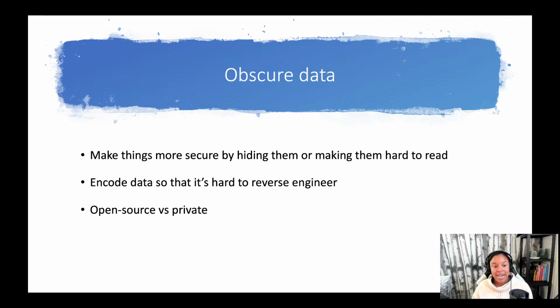A good practice that we see commonly is being able to encode data so that it's hard to reverse engineer. So if some unauthorized person hacks into your code base, for example, it should not be apparent exactly what they're looking for. I think it's kind of cool to think about, and something that I've spent some time thinking about is open source versus private software applications.